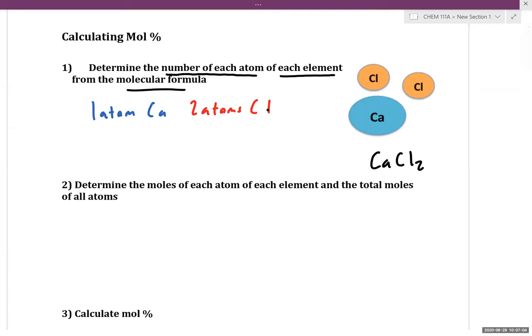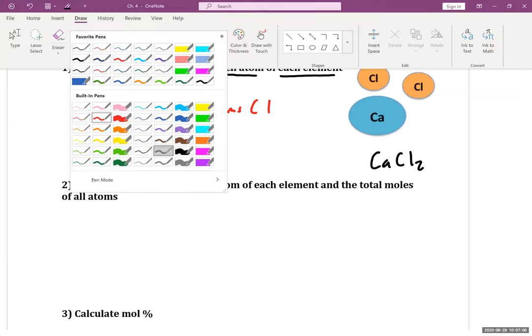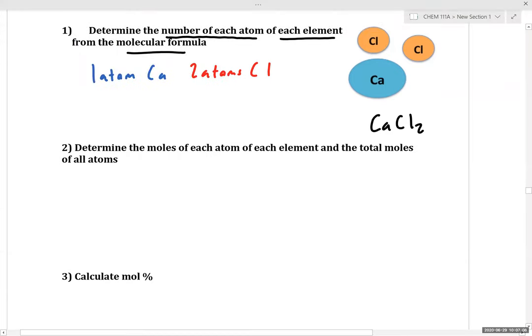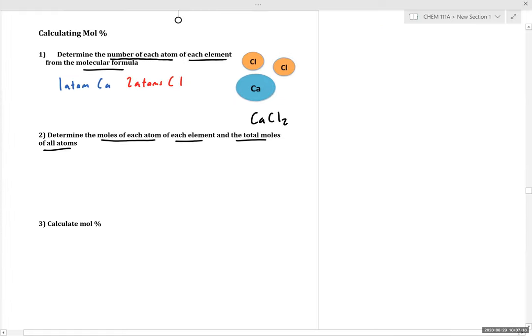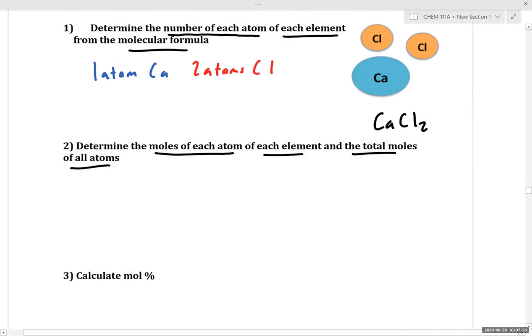Now, from this atom-to-atom relationship, we can write out a mole-to-mole relationship. So we can determine the moles of each element and the total moles of all atoms. So we can say, let me zoom in really quickly.